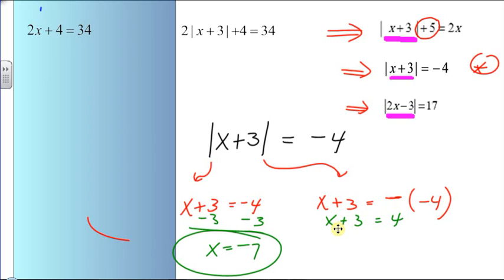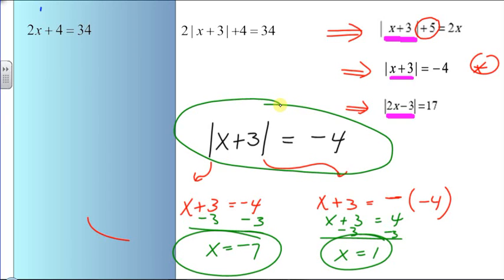2 negatives make a positive. Subtract 3. I get x is equal to 1. Okay, that's great. This is what we were trying to solve. Let's go plug in and see what happens. Plug in a negative 7 here. Negative 7 plus 3 is negative 4.